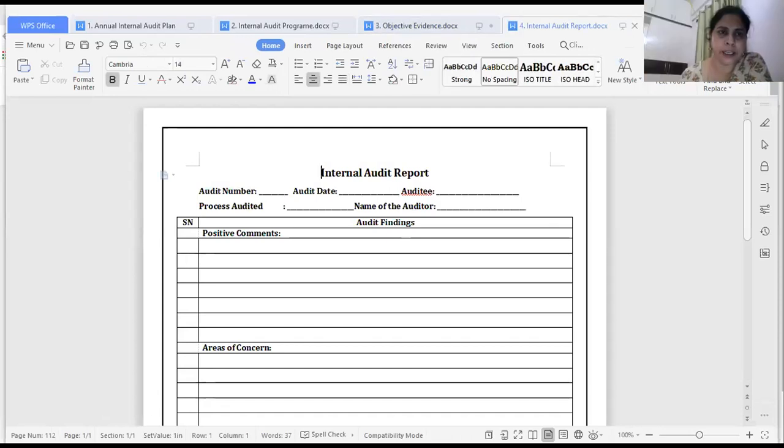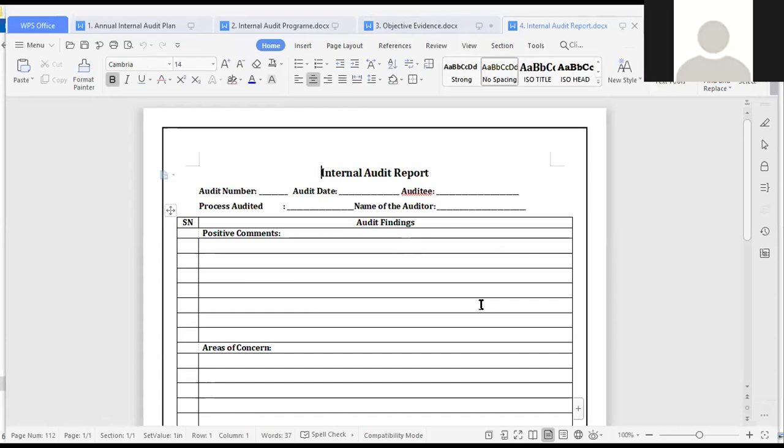Definitely what you are saying, the write-up there should be factual. That is okay. Can you see this audit report? Ma'am, I remember this very well. This is nothing but, you know, in terms of SWOT it is, right?